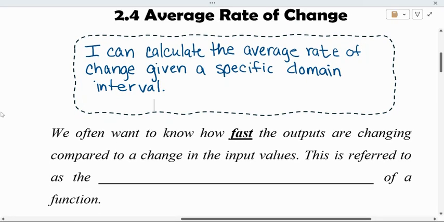We often want to know how fast the outputs are changing compared to the change of the input values. This is referred to as, what do you think? It's referred to as the average rate of change. That's exactly what that is.